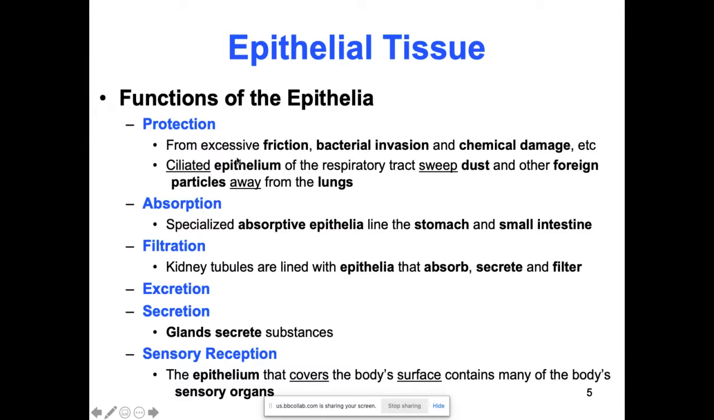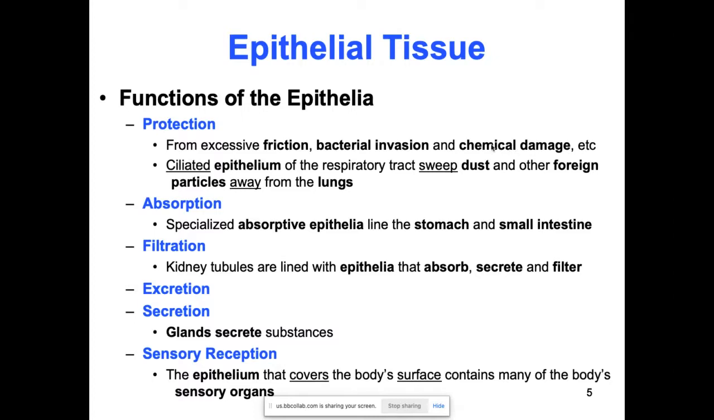Protection, I know I went in opposite order, but it's fine. Protection, if we think of the skin, for example, right? The skin, we said, is the epidermis of the skin. It protects us from friction, from the invasion of certain bacteria. It protects us against chemical damage, right? It's our first line of defense. The first line of defense of your immune system happens to be your skin.